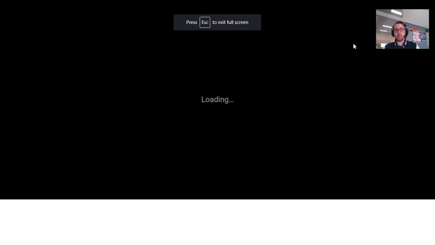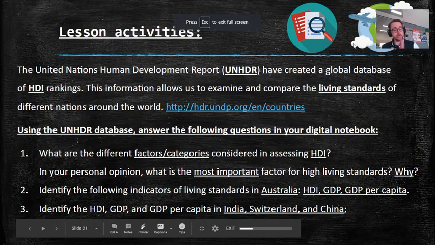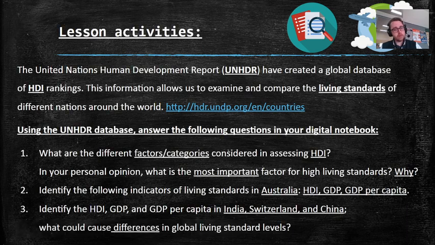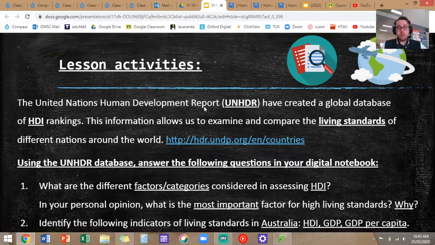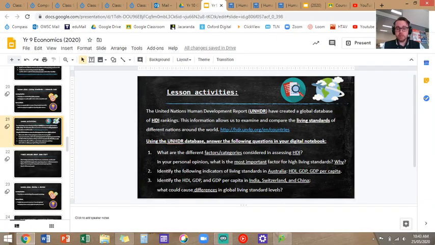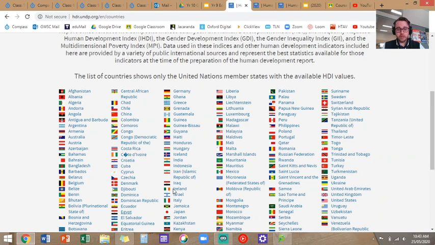And then question 3, this is where I'm trying to get you to compare Australia, our lives, to other ones. So question 3, identify those 3 standards of living indicators again, so HDI, GDP, and GDP per capita in 3 different countries. I've got India, Switzerland, and China. So again, you just have to go to Mrs. Epley's master list, which is that website there. And I'm going to find India, China, I've already forgotten the other one. Switzerland. Sorry, Switzerland. There it is.